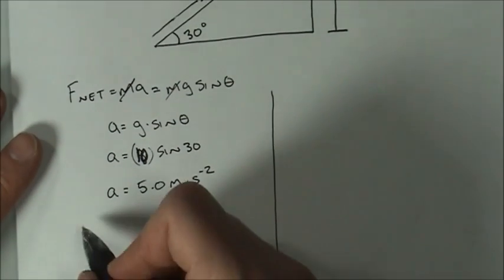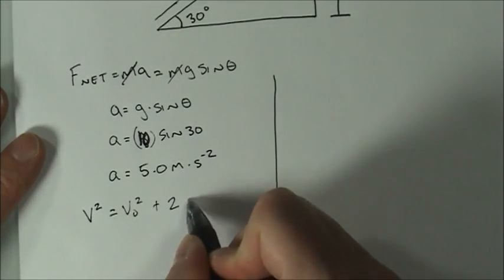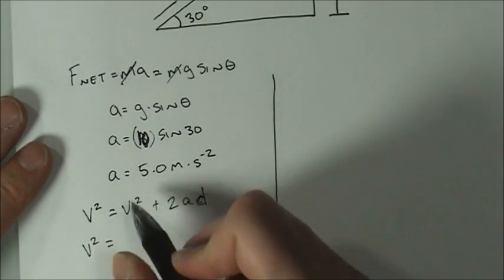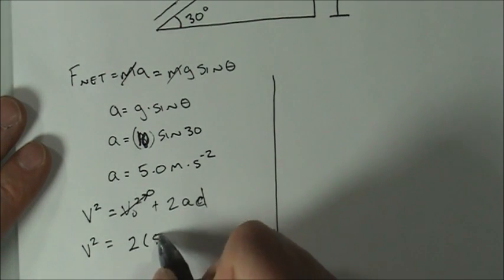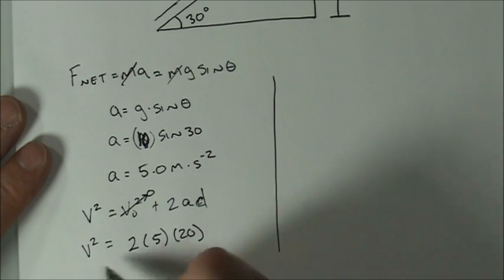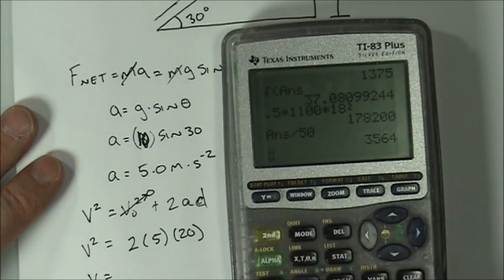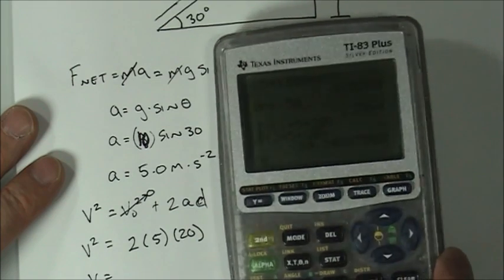So now that I have the acceleration, I can use this equation, v squared equals v naught squared plus 2ad, to come up with the final velocity of this thing. So this would be 2 times 5 times 20 to give me a velocity of 14.1.